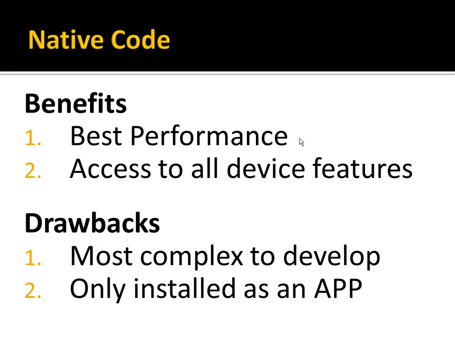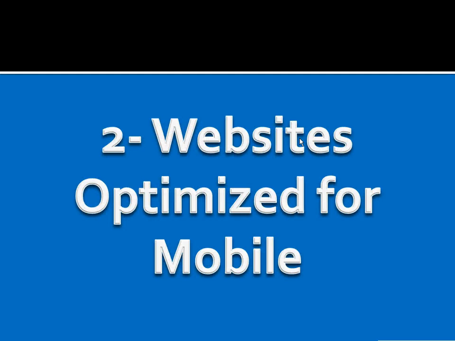Now there are major benefits of using native code. The benefits are that you get the best performance. It is the fastest code on the devices. And you can access all device features, the gyroscope and the mapping and all sorts of stuff. The drawbacks are that it is the most complex to develop and it can only be installed as an application. So people have said, well, this isn't really what we want to do. We'd really like it to be a website. Instead of having to develop it on each phone, let's develop it on the internet and have people use that as an application. So this is really about websites that are optimized for mobile.